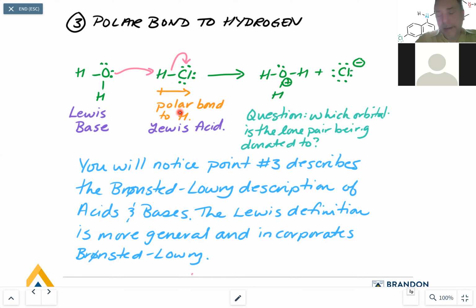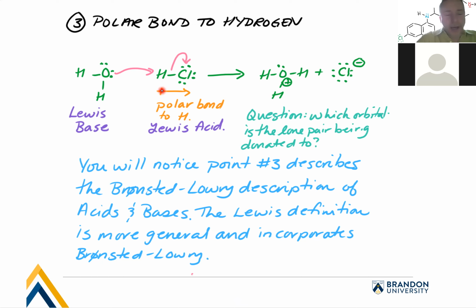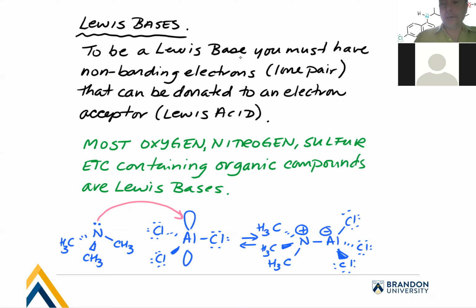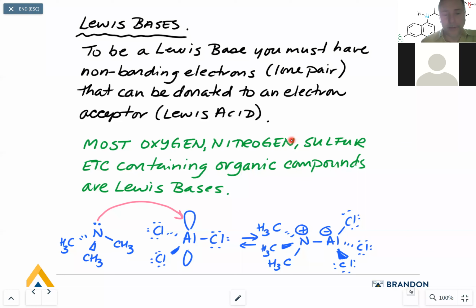So basically everything which is in the Bronsted-Lowry acids and bases, previously we would just call this the base and this the acid, but now it's actually technically a Lewis acid because it's got a polar bond to H. If we're now to be a Lewis base, this is really way simpler. The definition is that all you need to do is have a lone pair that can be donated to the Lewis acid.